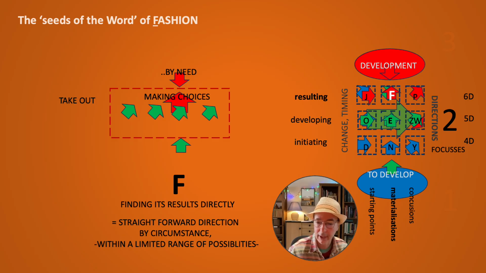It can only be a straightforward direction simply by circumstances that are defined within this limited range of possibilities. So in other words, I make a choice, and according to that choice I will get somewhere. Very simply said, it is that kind of control over the development of things. It's because of your choice you will get some result.